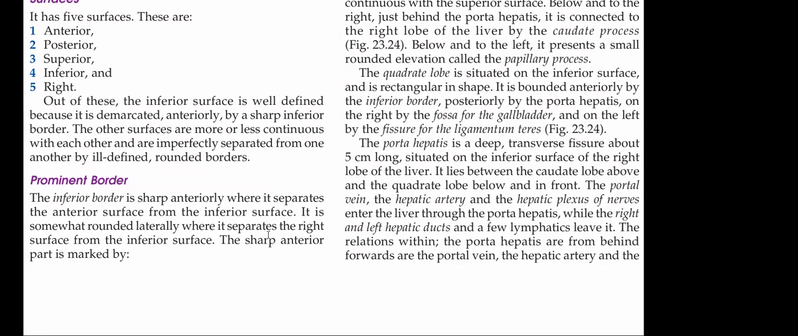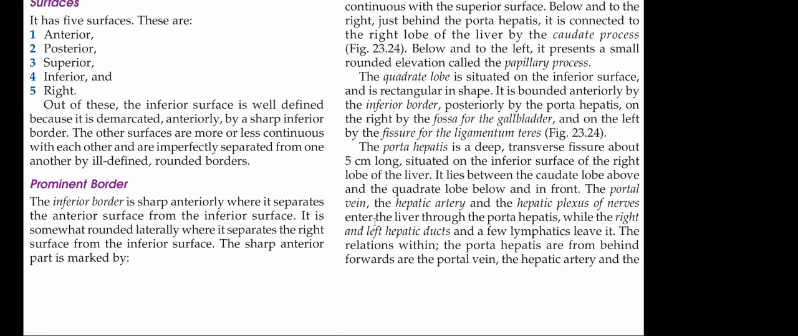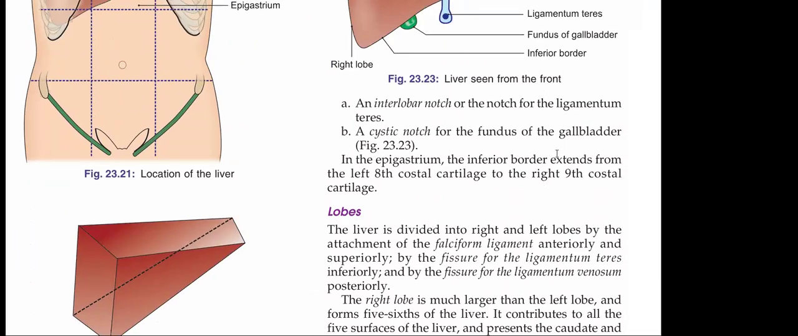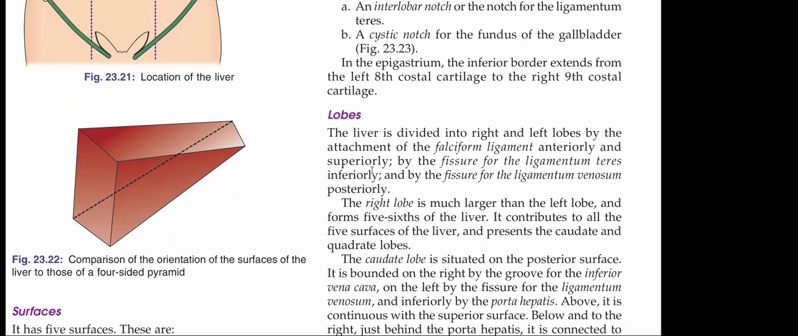Prominent border: the inferior border is sharp anteriorly, where it separates the anterior surface from the inferior surface. It is somewhat rounded laterally, where it separates the right surface from the inferior surface. The sharp anterior part is marked by an interlobar notch or the notch for the ligamentum teres, and a cystic notch for the fundus of gallbladder. In the epigastrium, the inferior border extends from the left 8th costal cartilage to the right 9th costal cartilage.